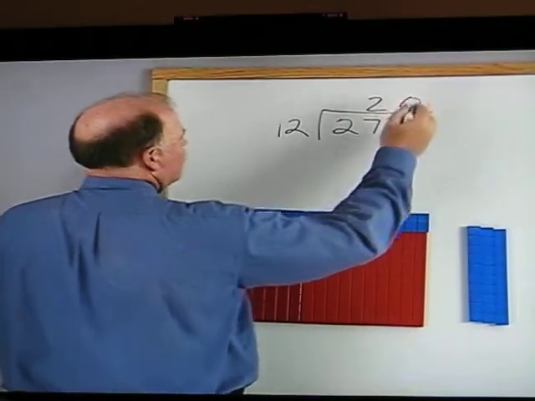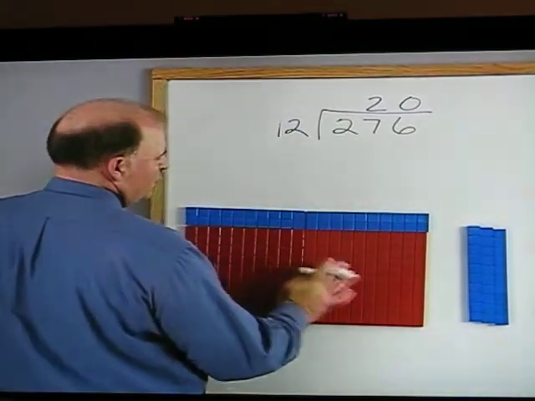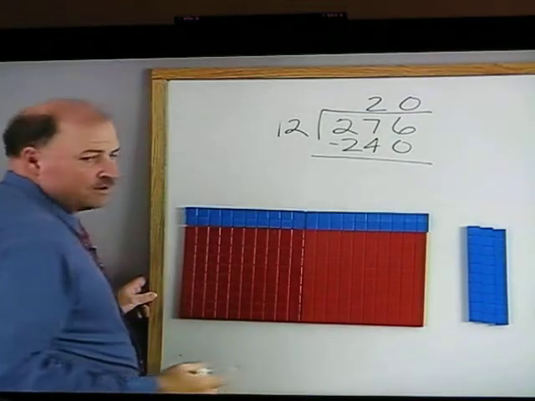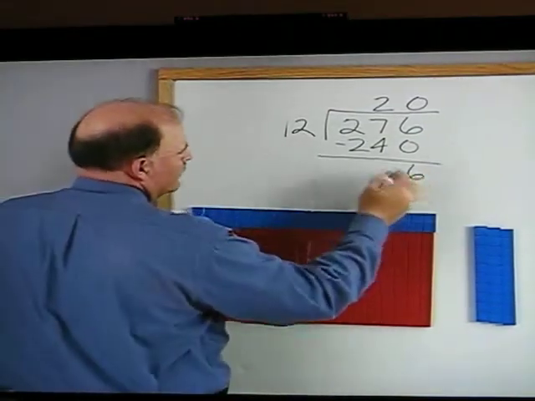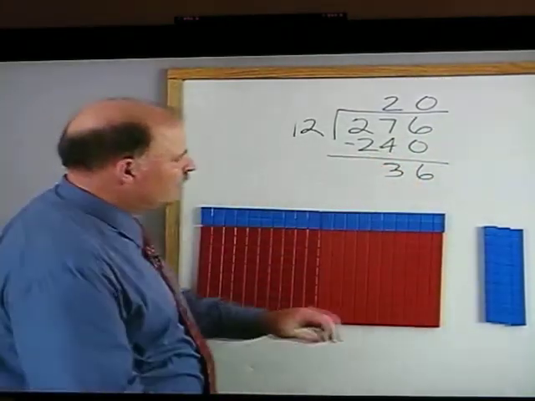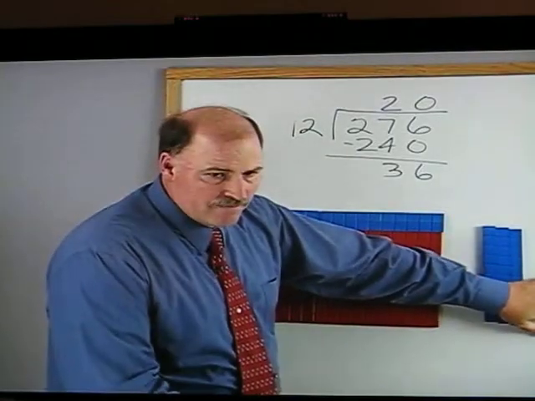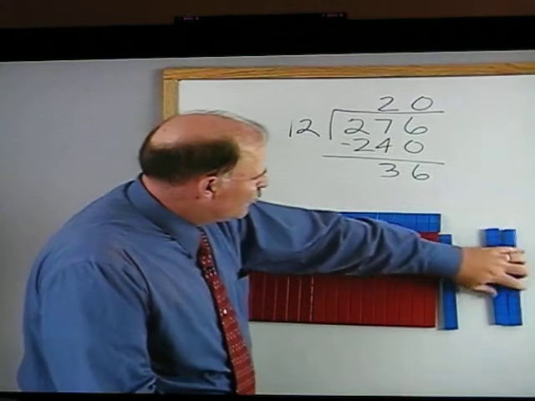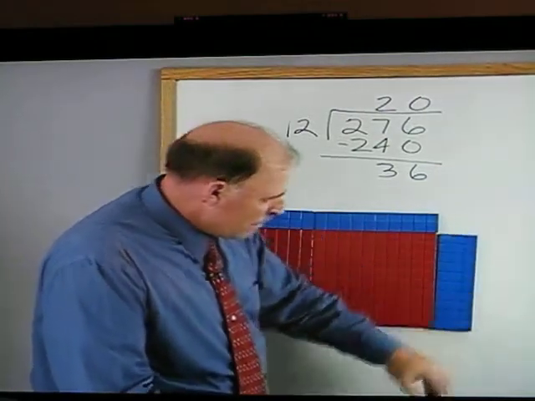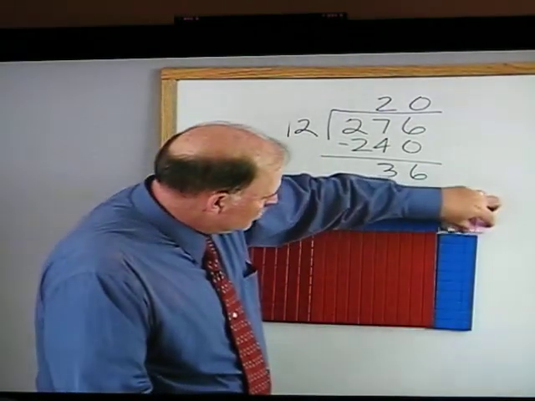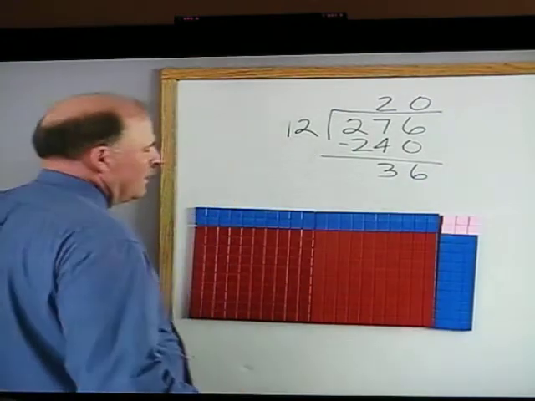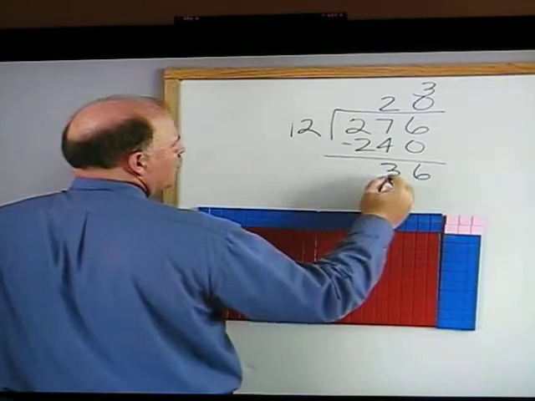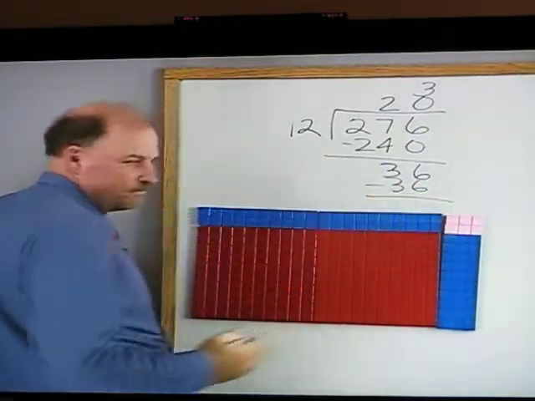So I'm going to put 20 up here. 20 times 12 is 240. How much do I have left? 6, 36, and that's what we have here too, right? 36, right? So can I get a 12 out of that? 3 12s out of that, and I probably ought to swap these for orange ones, but we'll just leave them like this. So we have 12, 12, 12. We have 3 times 12 is 36, correct?